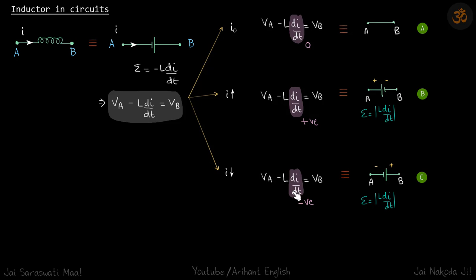Now third case, when I is decreasing, then di by dt is less than 0. This whole term becomes positive, which means VB is more than VA. By how much? L di by dt. So I can replace this with a battery oriented like this, and the magnitude of EMF is L di by dt. So we need to consider only this equation, and everything can be derived from this. So let's do a problem based on this equation.